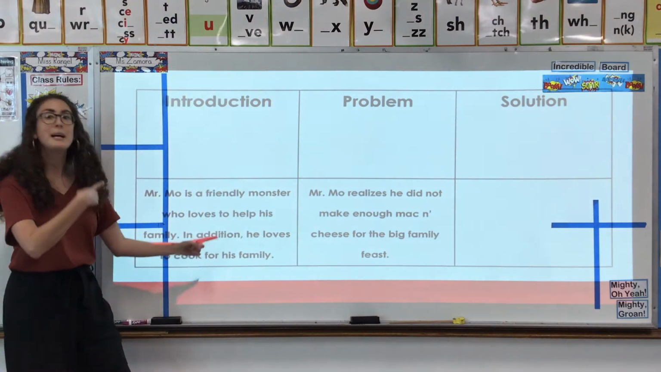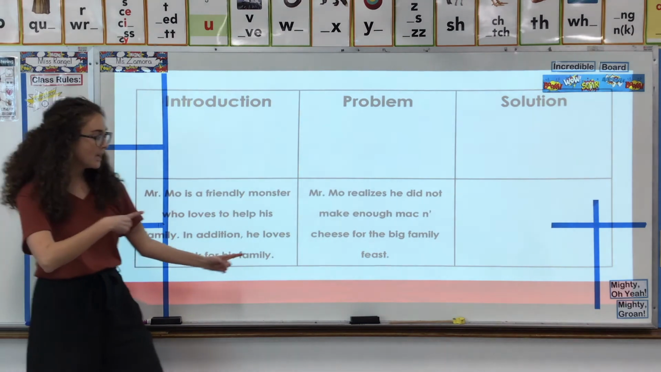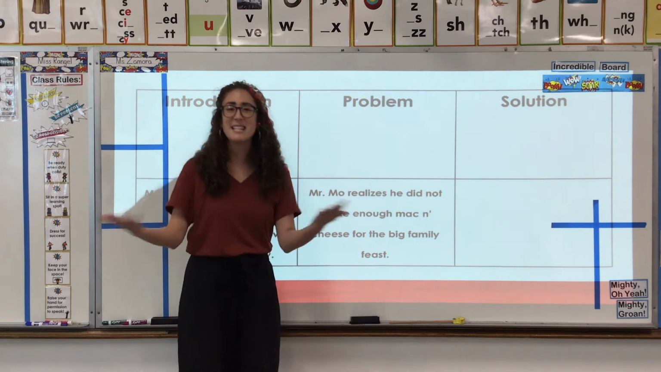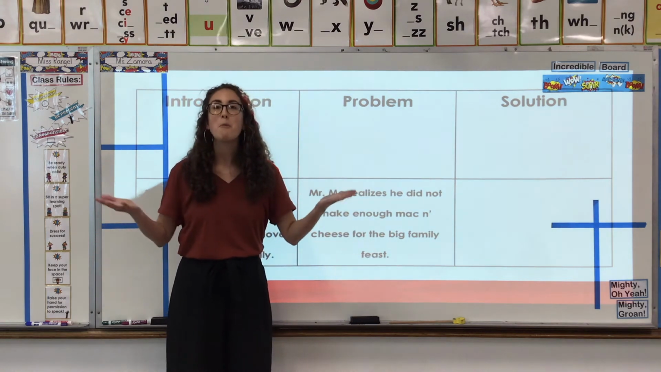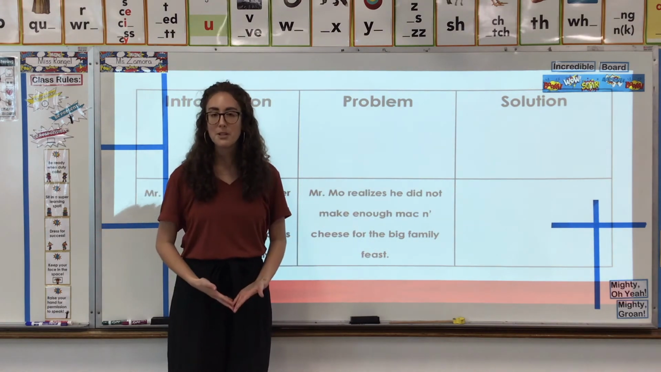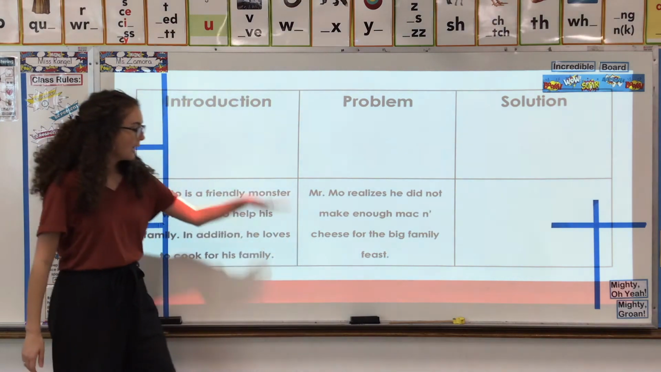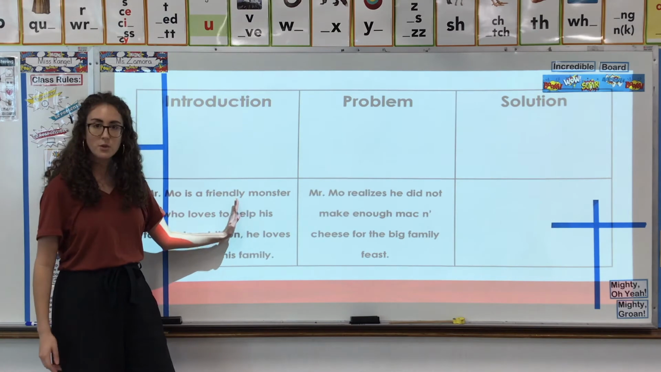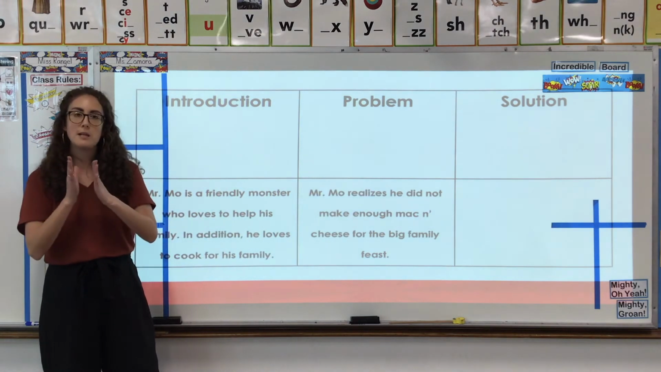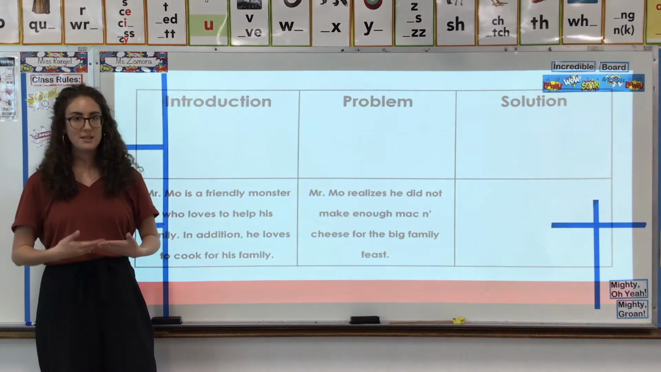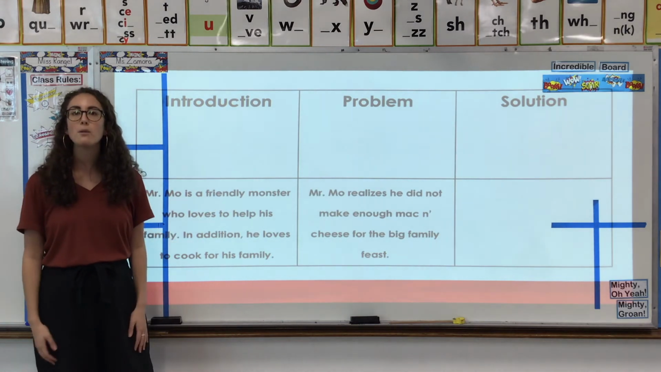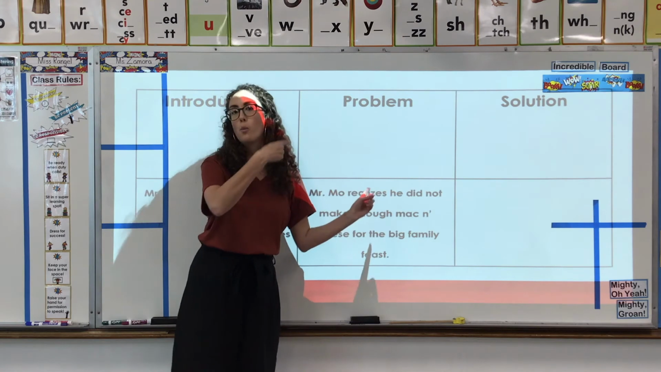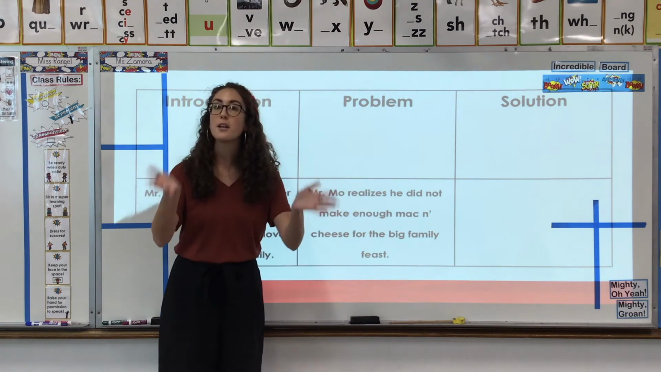If Mr. Mo loves to cook for his family, a problem that will be really hard for him is if there's not enough food. What would happen and how would Mr. Mo fix that? The kind of character he is and the problem I brainstormed directly relate to each other. They're talking about the same element, that Mr. Mo loves to cook, which is exactly what you're going to do when you brainstorm a problem for your character that you created.